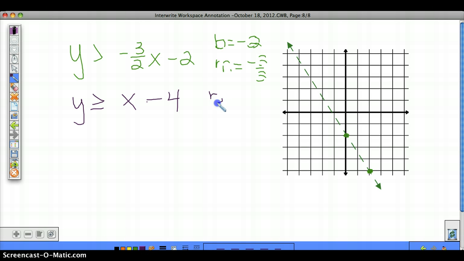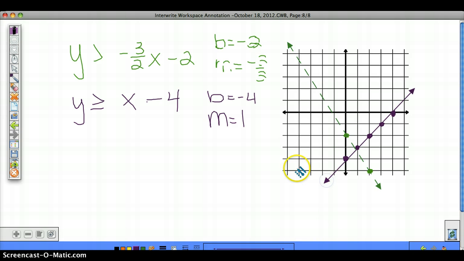Alright, so then for my purple, I have a b of negative 4, and then a slope of positive 1. So I'm going to start at negative 4, and then I'm going up 1, over 1, up 1, over 1, up 1, over 1. This line is underlined, so we are going to have a solid line. And I'm actually going to make it purple through here.